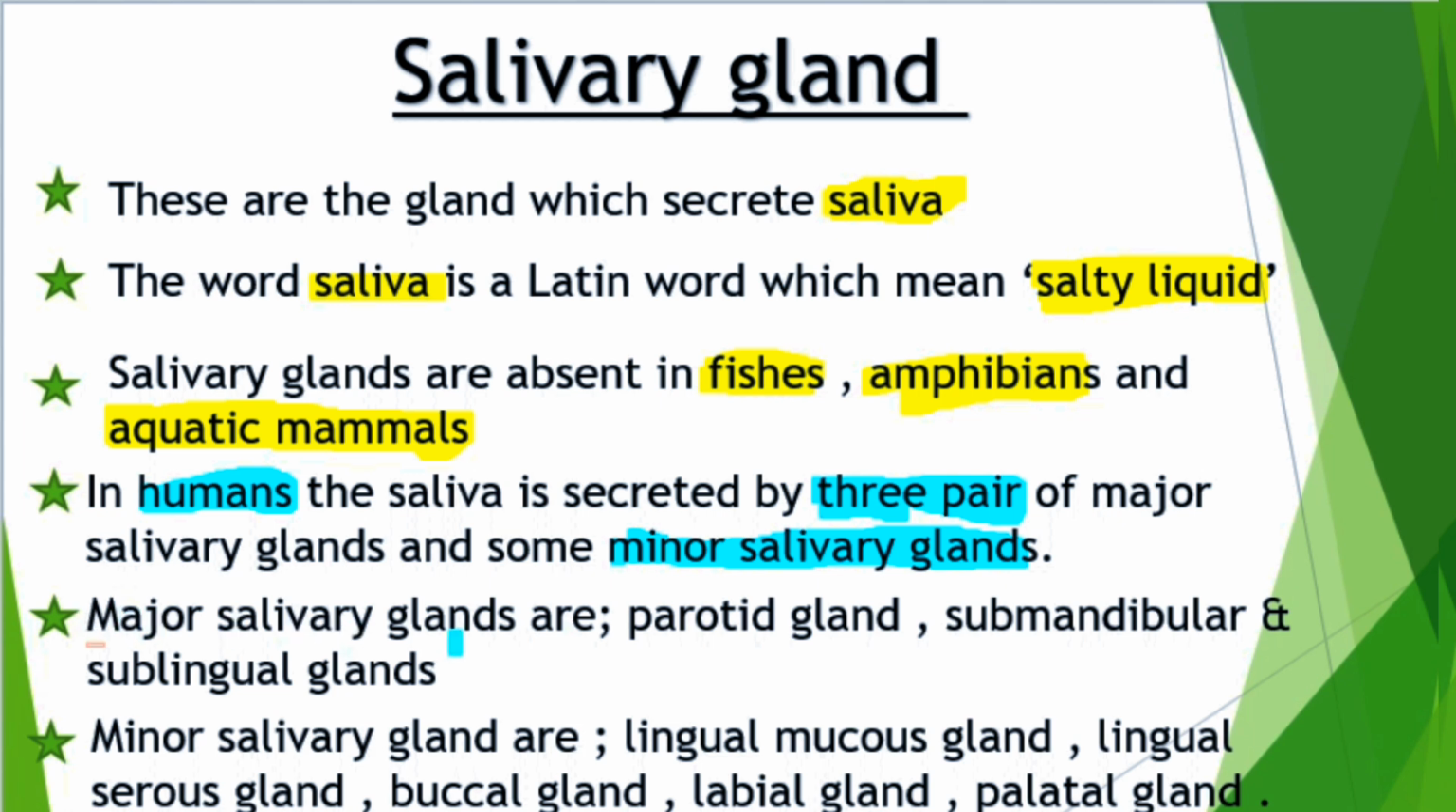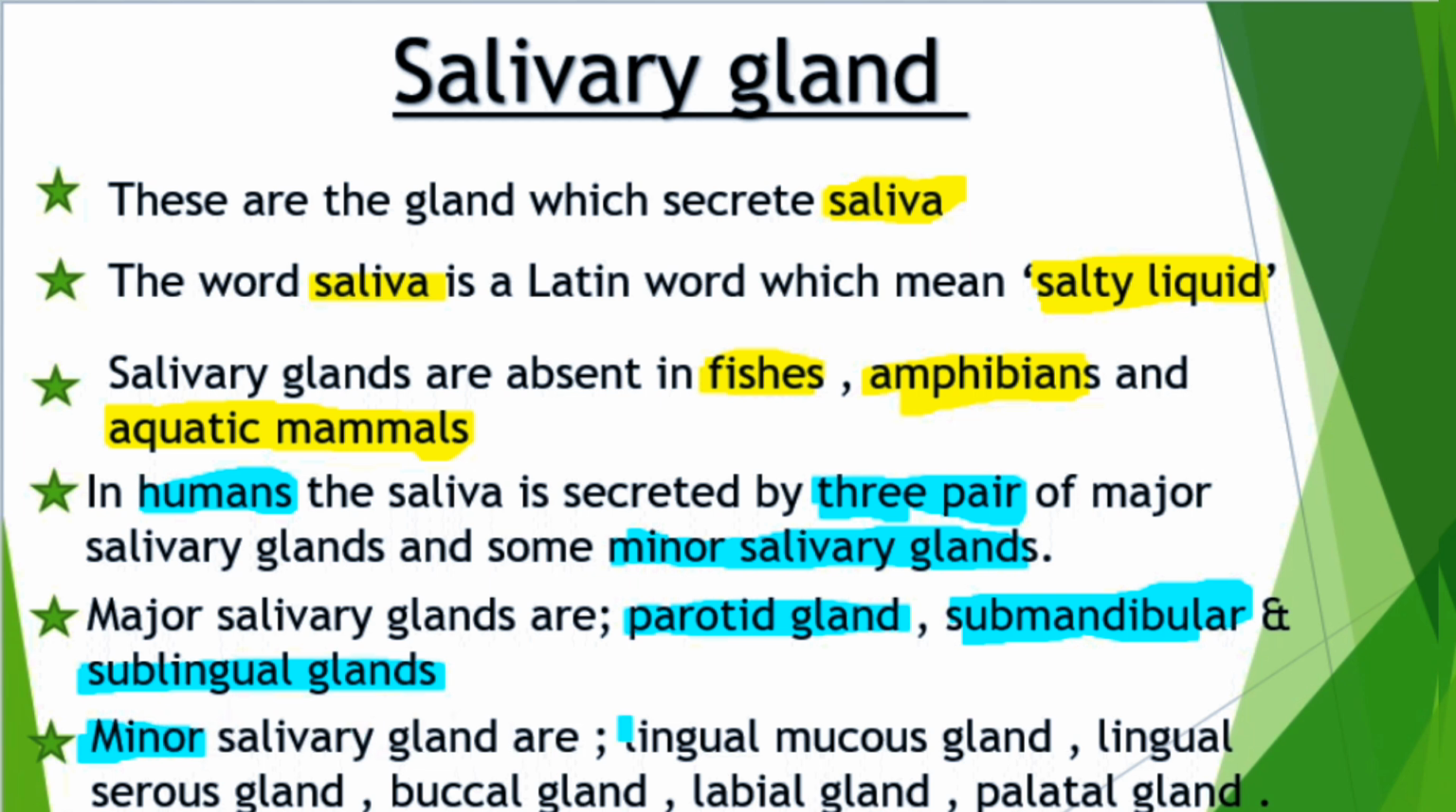The major salivary glands are the parotid gland, the first one; the submandibular gland, the second one; and the sublingual gland, the third one. These are the major salivary glands, while the minor salivary glands secrete only a little amount of saliva, so that's why they are called minor salivary glands. The largest contribution is made by the major salivary glands.